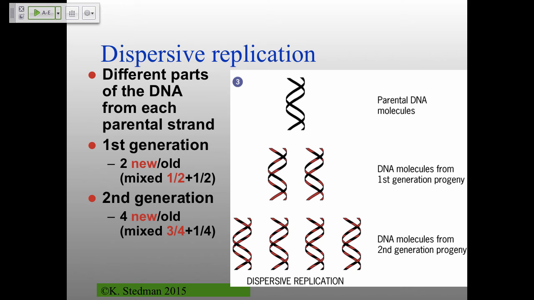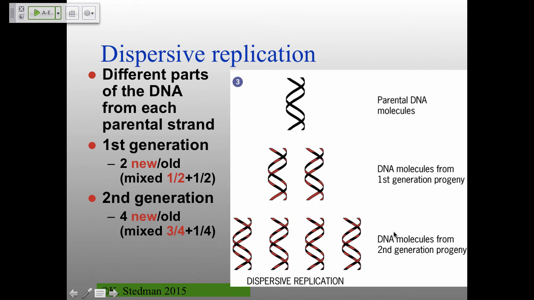What you see here is, if you're doing that and follow through, the first generation is going to be half new, half old. The next generation is going to be 1/4 old and 3/4 new. And then the next generation will be 1/8 old and 7/8 new, and so on and so forth.